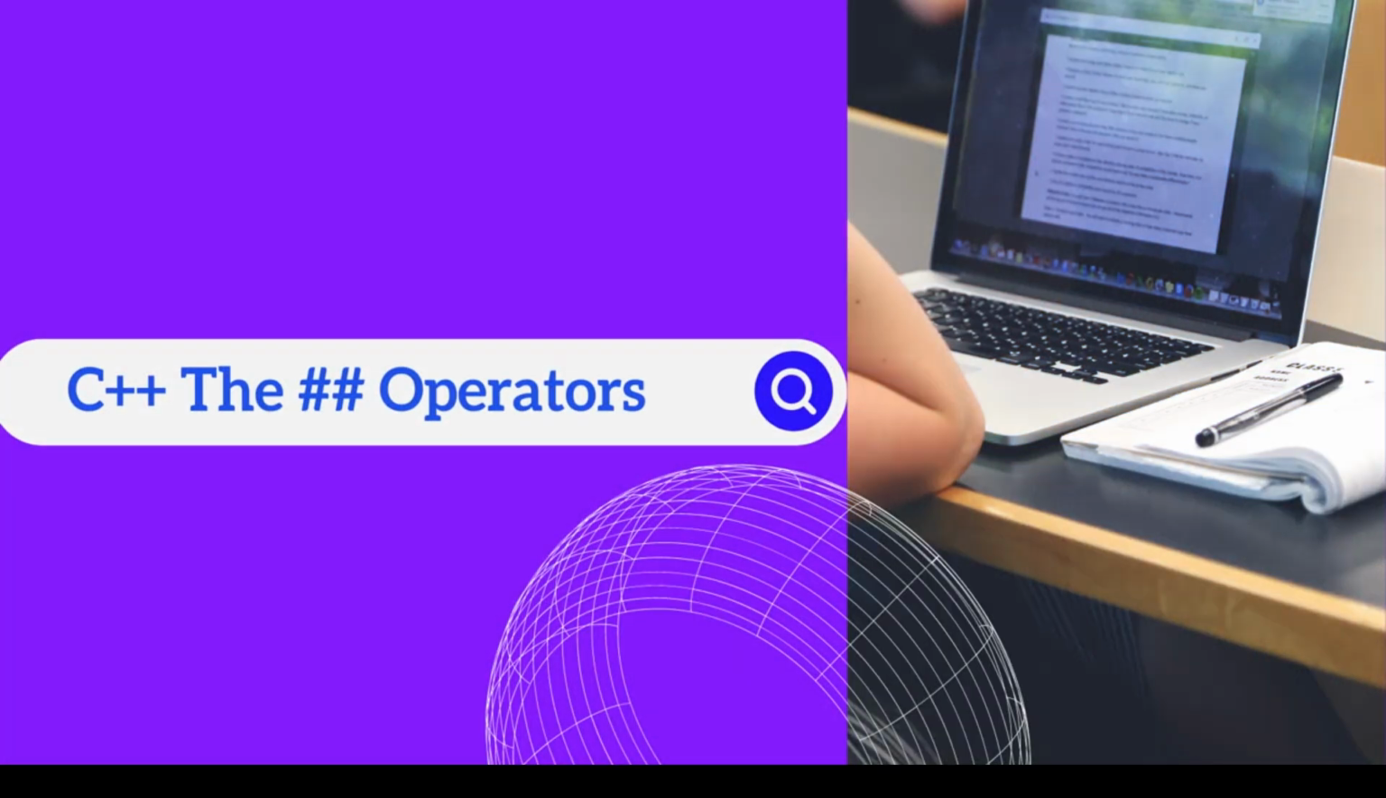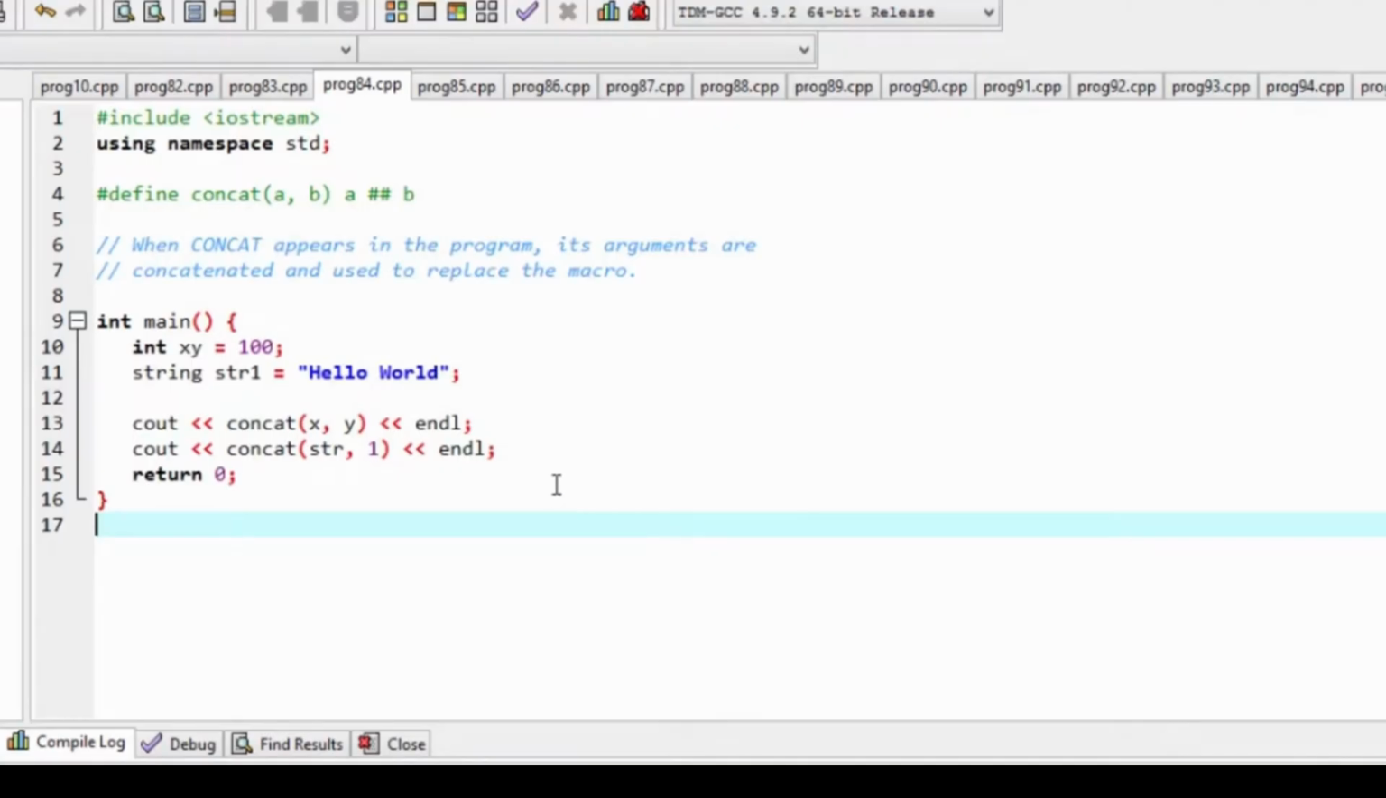C++ hash operators. Here we have defined concat(a, b) a ## b. So in this program, we are supposed to discuss the usage of the operator double hash. And when this concat appears in the program, its arguments are concatenated and used to replace the respective macro. So here we have used this concat(x, y). So now this x and y will be coming down here. So they will get concatenated, so they'll become the variable xy. And here we have initialized this variable xy with the value 100.